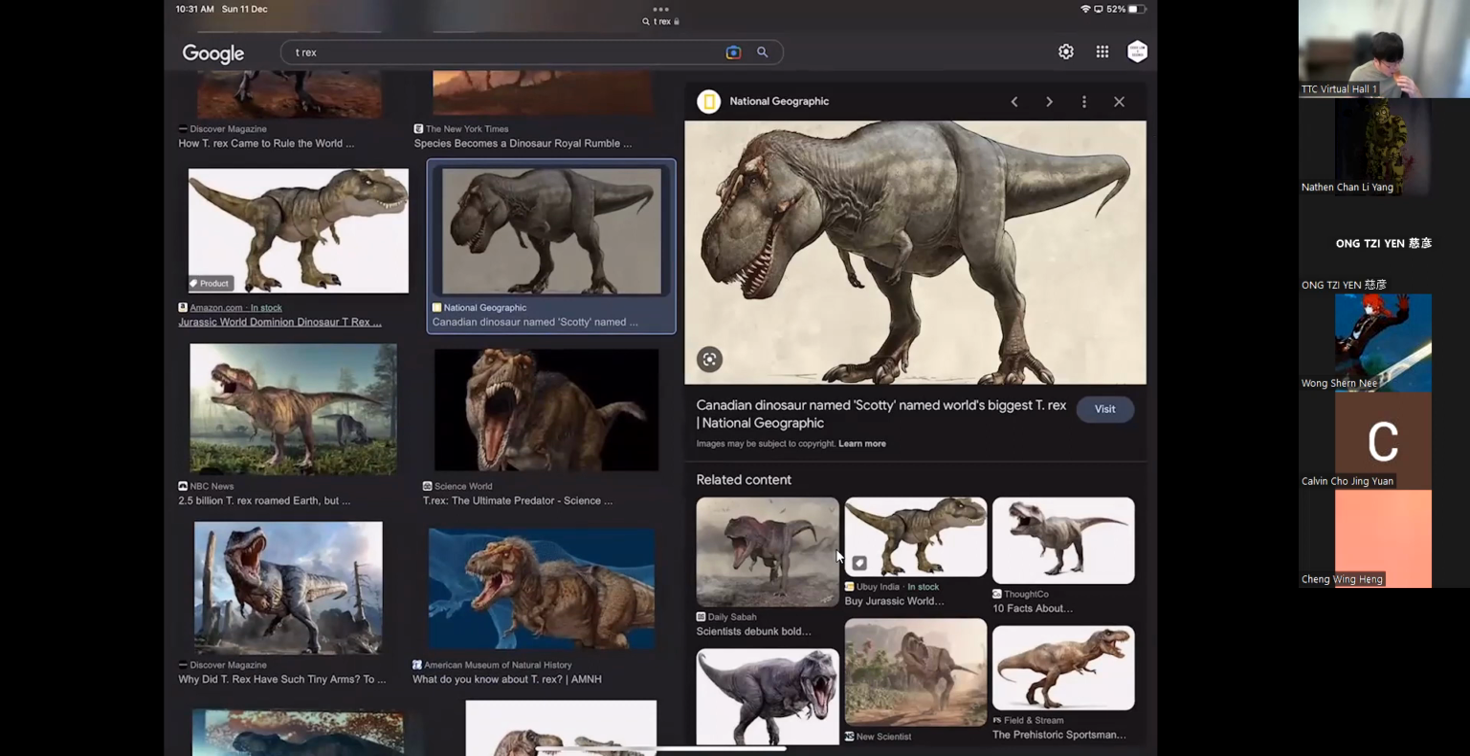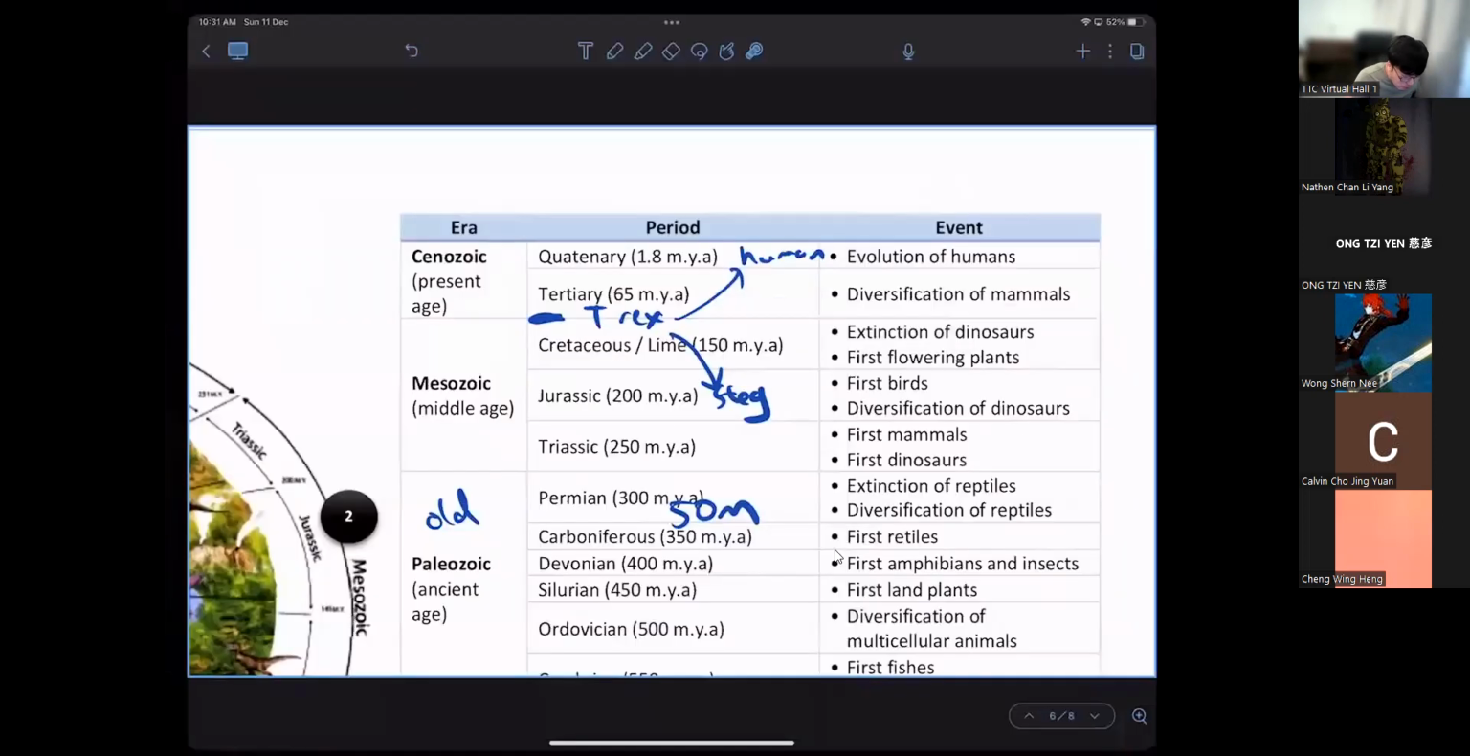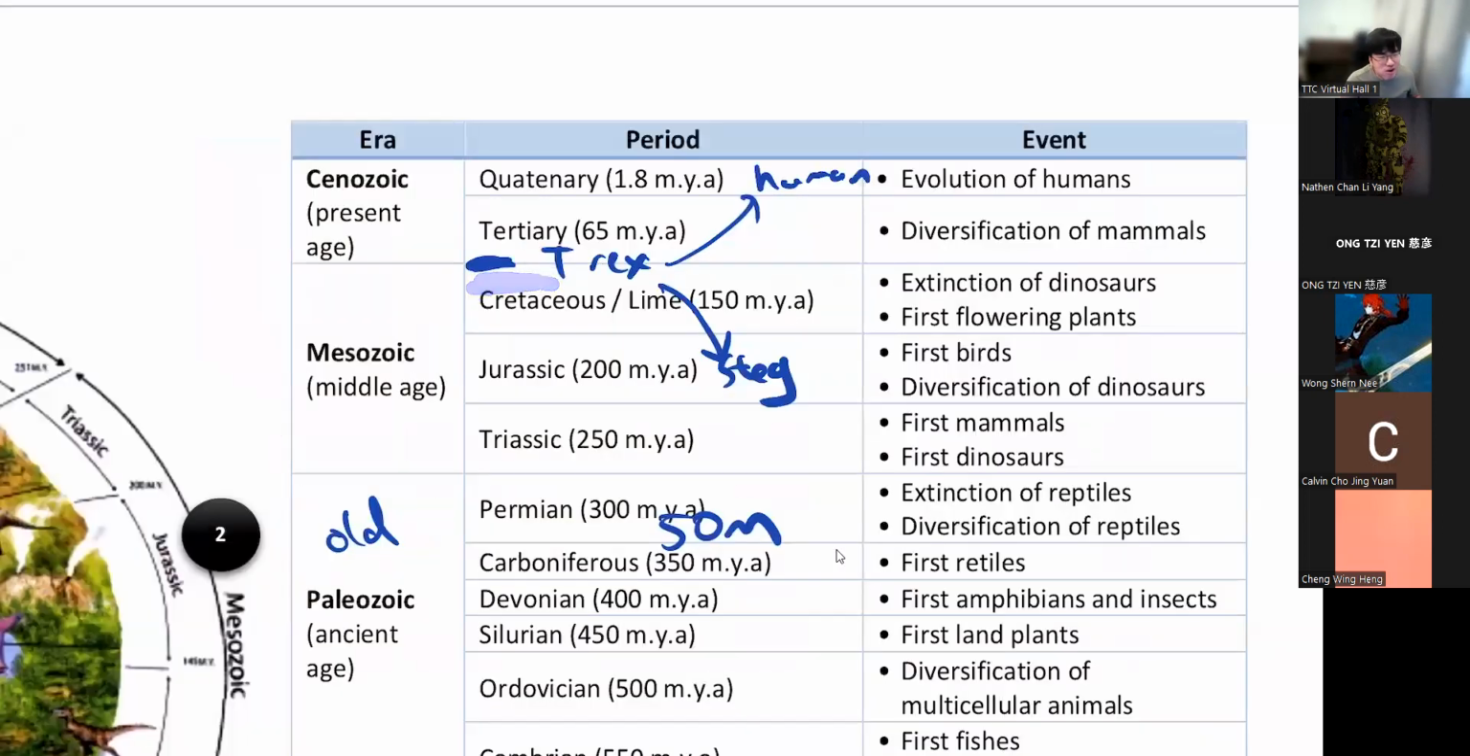Anyway, this is your T-Rex. So you're here in the Cretaceous era. Just to let you know something, back in the Jurassic era, the oxygen in the air, remember how much oxygen is in the air?